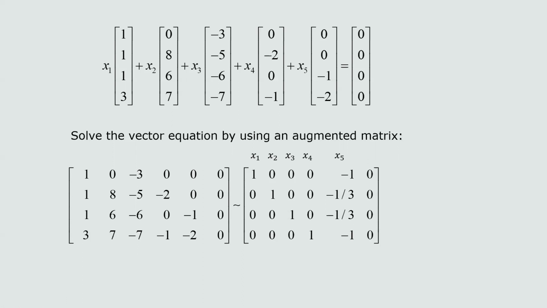And so when I translate this matrix back to equations, the top row gives me x1 minus x5 equals 0. The second row gives me x2 minus 1/3 x5 equals 0. The third row gives x3 minus 1/3 x5 equals 0. And the fourth row gives x4 minus x5 equals 0. And because there's no pivot in the x5 column, x5 is free.